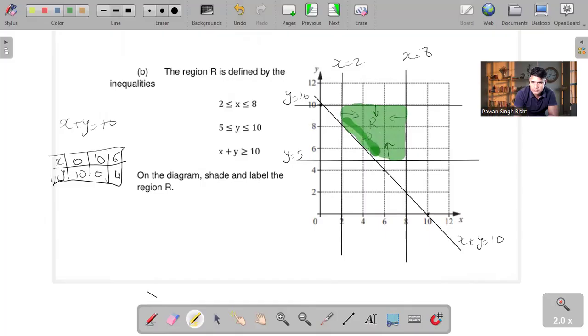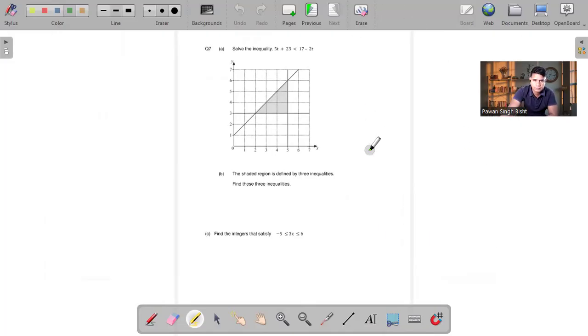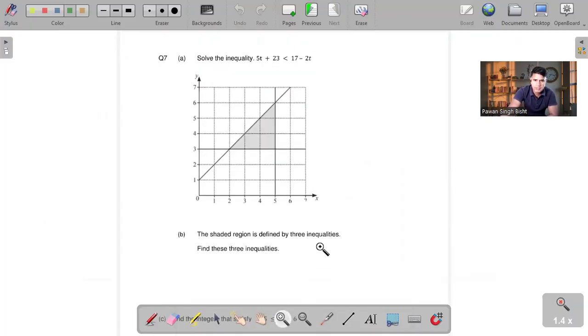Okay, this portion in the middle is my answer, which satisfies all the conditions. Clear? Right. Next, question 7. Okay, now what is there in this question?